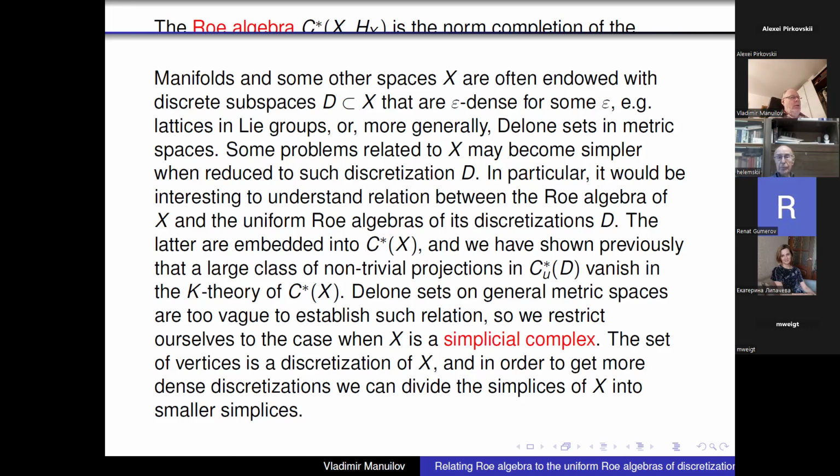But the Delone sets on general metric spaces are too general to deal with, and so we have to restrict to something more regular. And here I will speak about the case when X is a simplicial complex. Just a space which consists of simplices, and the set of vertices will be a discretization of X. And if we want to get more and more dense discretizations, we shall divide the simplices of X into smaller simplices.